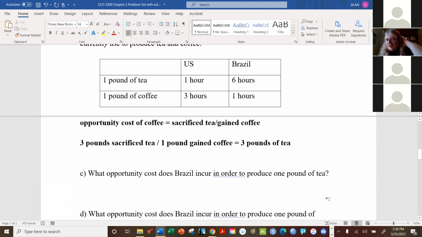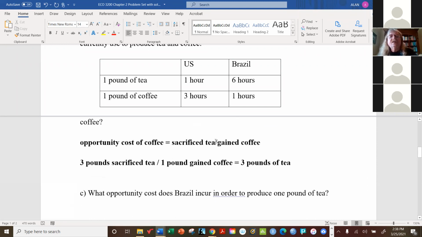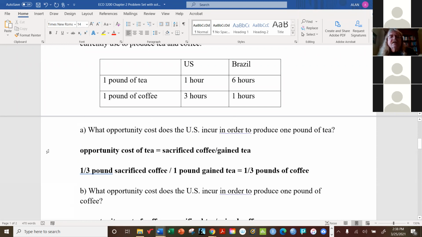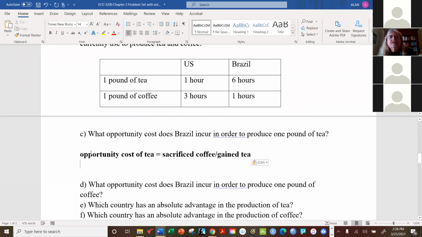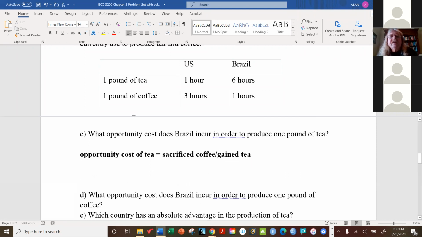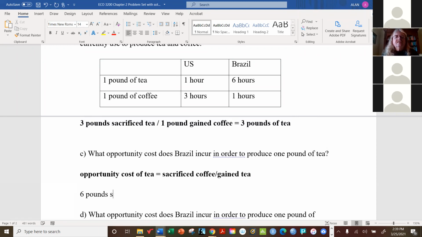All right, now for Brazil to make tea, the opportunity cost is calculated in exactly the same way. How much coffee did we give up to make 1 pound of tea? All right, well, in this case, if they make tea, it takes up 6 hours that could have been used to make 6 pounds of coffee. So here we have 6 pounds of coffee being given up to make 1 pound of tea.